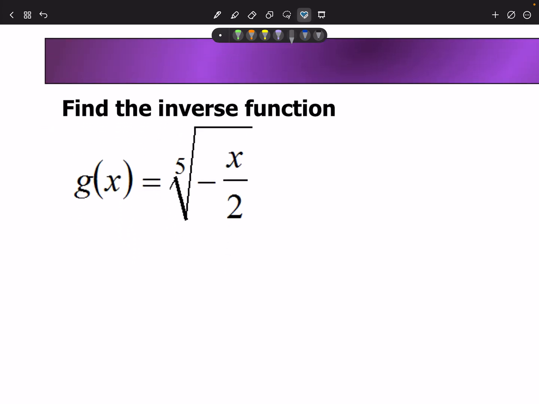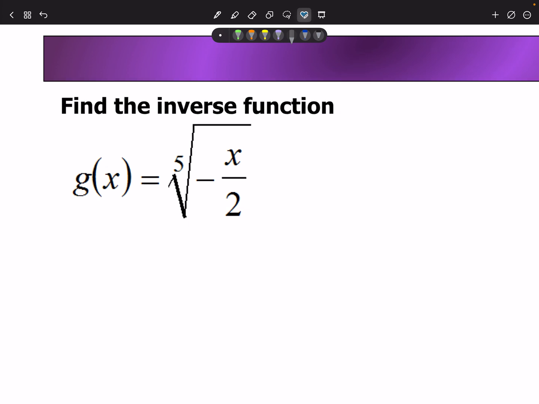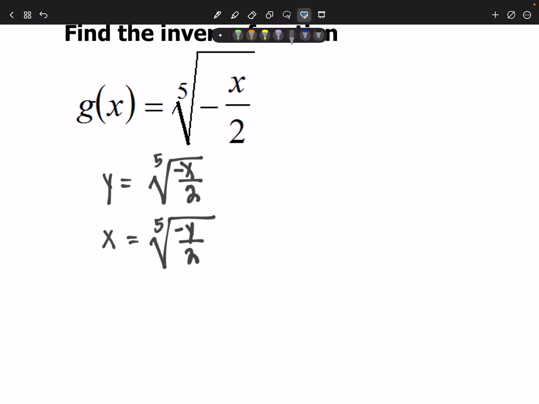Okay, sometimes we've got roots that we have to undo. So if we just follow our steps, we will make g of x a y. I'm going to move that negative to the numerator with the x so I don't lose it. I'm going to flip the x's and y's. And then I'm going to raise both sides to the 5th power to undo the 5th root. And we get x to the 5th equals negative y over 2. I'll multiply both sides by 2.